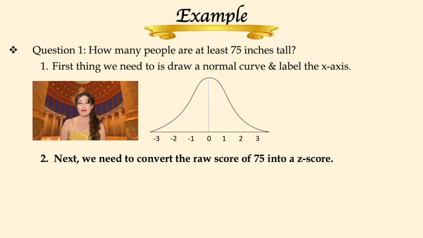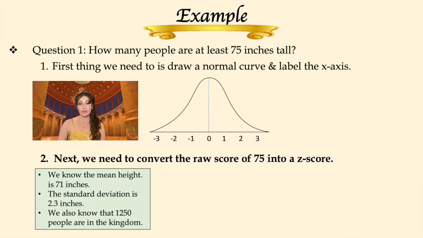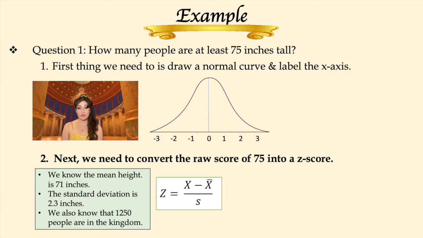Remember, the question about how many people are at least 75 inches tall means that 75 inches is a raw score. What we need to do is convert it. We also know that the mean height, the average, is 71 inches, and the standard deviation is 2.3 inches. And the total number of people in the kingdom that we're surveying is 1,250. So these are the data points that we need to know because they are relative to our formula.